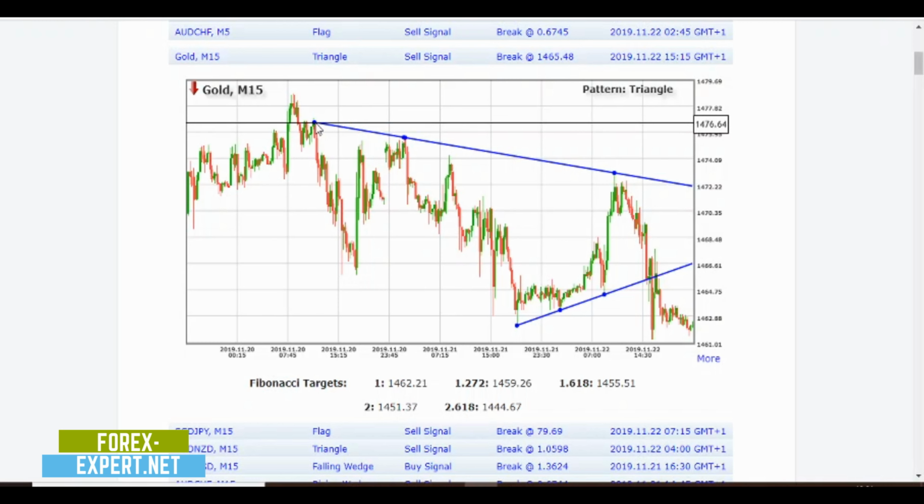Before opening a position, always look at the higher time frames and find the supports and resistances. You must understand where the market is going.